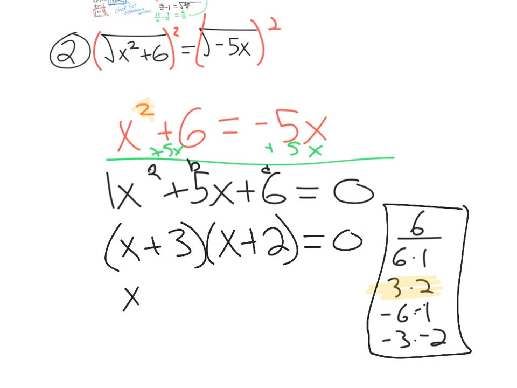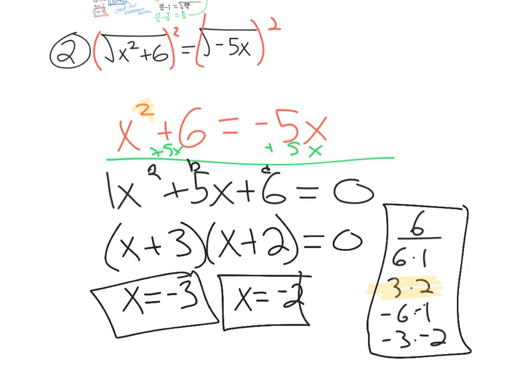So now I just say to myself, okay, what would give me 0 in this first binomial? It would be x equals -3. Over here, it would give me x equals -2. Okay. We do have to check for extraneous solutions for this one.